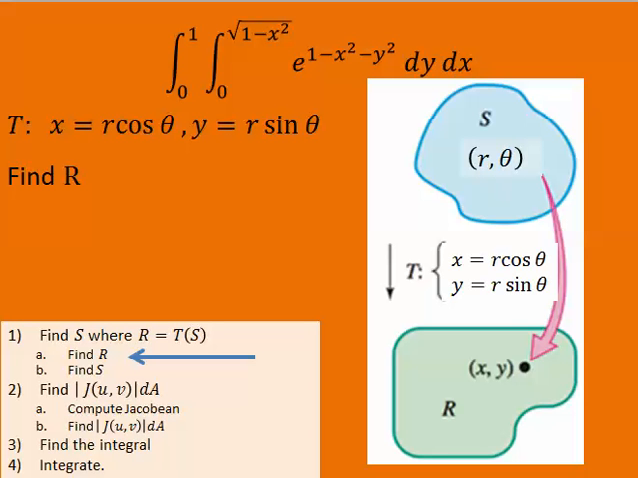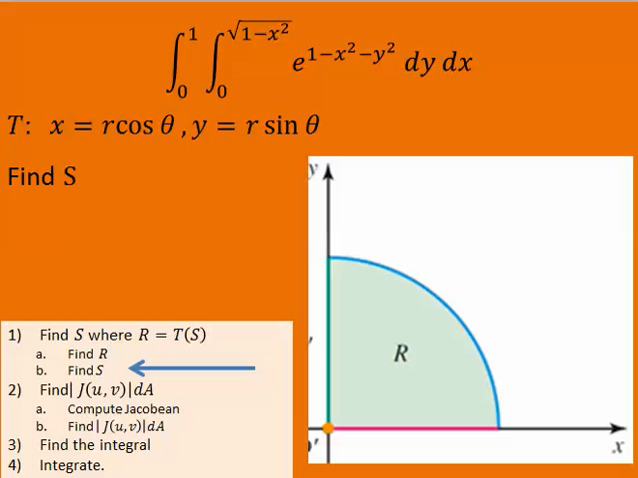The first thing that we do is we find our old region. Looking at the integral in Cartesian coordinates, what is the region over which we are integrating? So look at the fact that y is going between 0 and the square root of 1 minus x squared, and that x is going from 0 to 1. What region does that describe? Perhaps you saw that it describes the quarter circle of radius 1 centered at the origin.